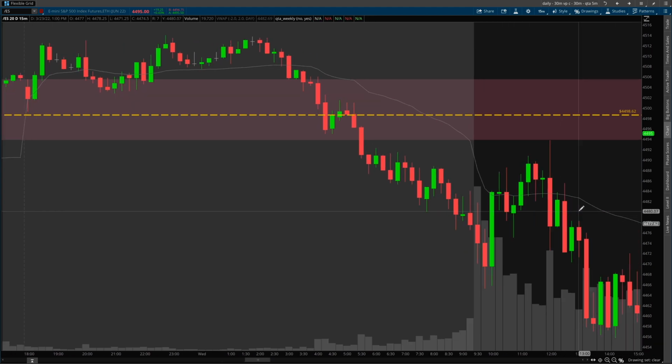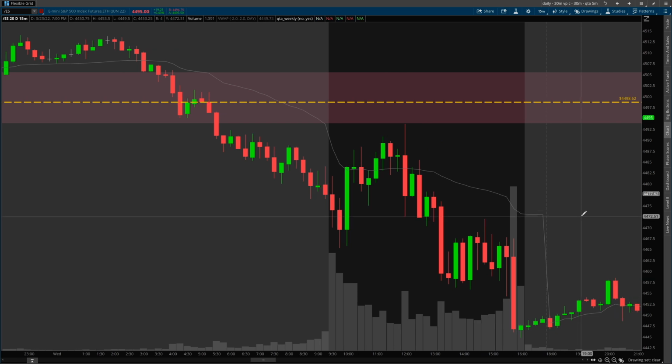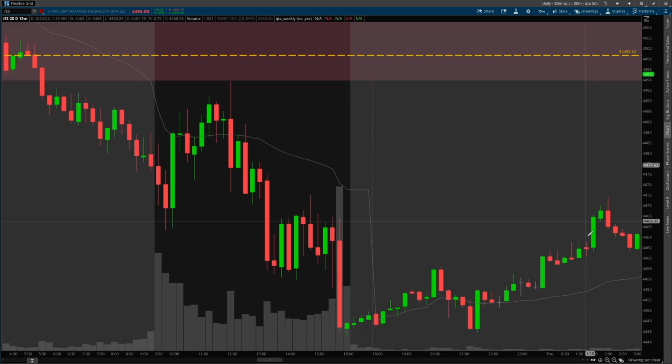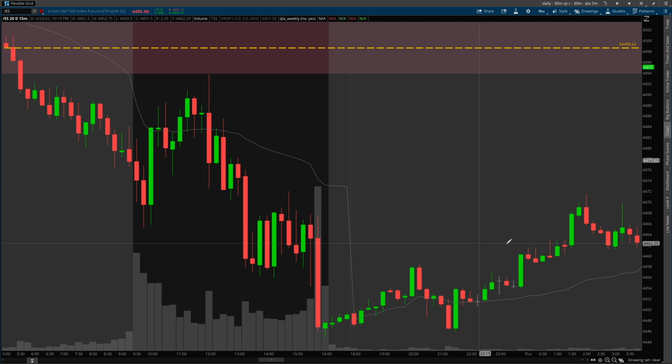As we continue to move right along, we can see that the market sold off, and now we're talking about pre-market the following day. So this is now Thursday, 2 days after in which we've had the zone.